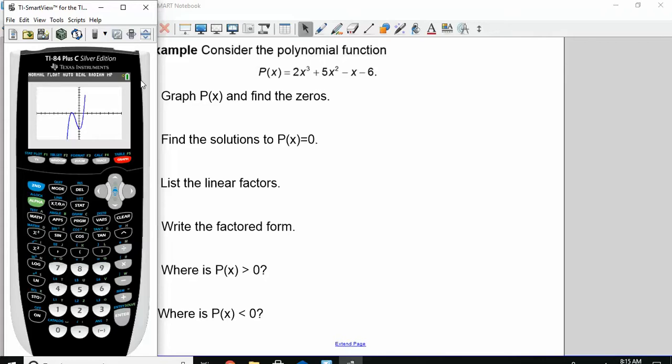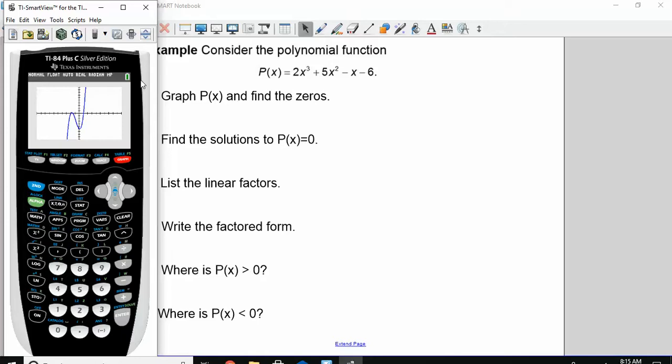Okay, if I'm asking you to use the graph to find the zeros, what are you looking for on your graph? Where are the zeros? So looking at your graph, where does it hit the x-axis? -2 and 1. Okay, let me ask you a question.